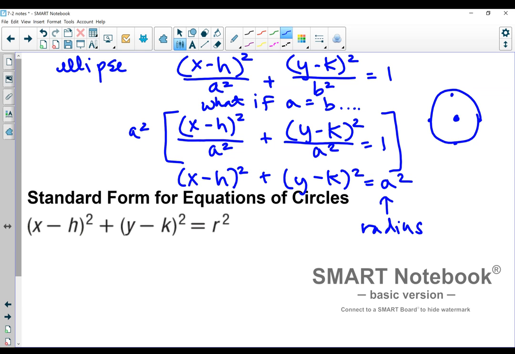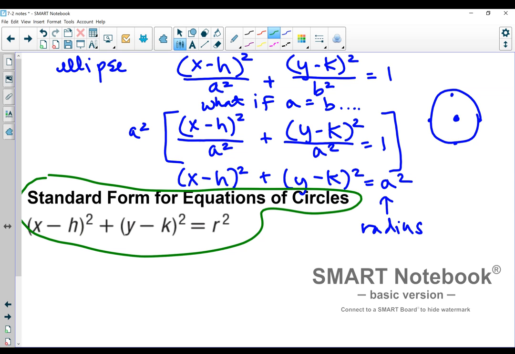So I don't think you need to write all of that down, but it is nice sometimes to see where these equations come from. And this is my standard form for equations of circles. It comes from that. It's really related to an ellipse. It's just a special ellipse where we have the same units up and down as we do right and left, where those denominators would be equal. I'm stretching it the same amount in the x and the y direction.